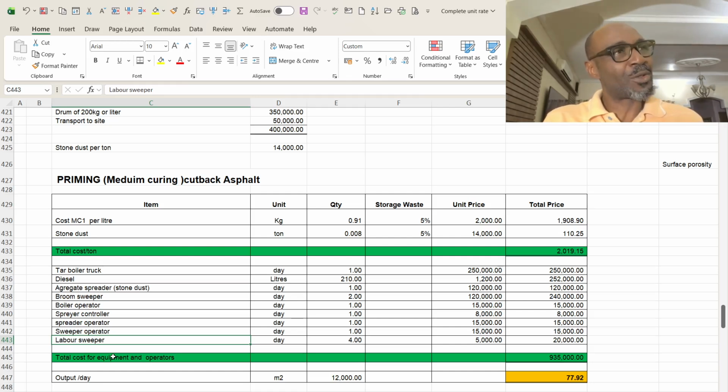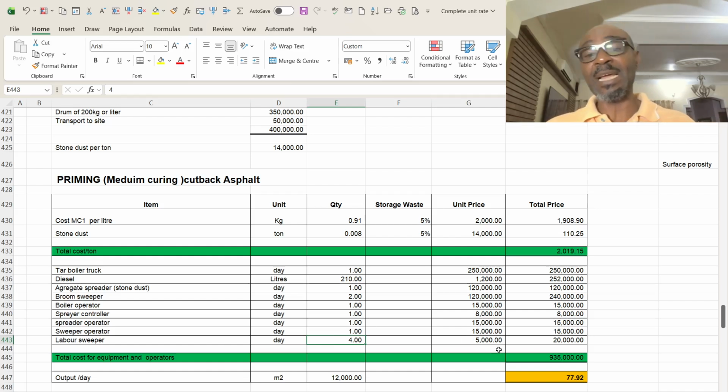The sweeper cannot sweep and at the same time pack the excess. So it sweeps it to a particular location, then they will manually use a shovel to scoop up the excess, either with a wheelbarrow or with a lorry, and cart it away from site. So that is why I made provision for 4 laborers that will do that exercise, at 5,000 per day. So if you now sum up the cost for the equipment, the total cost of equipment is 935,000.